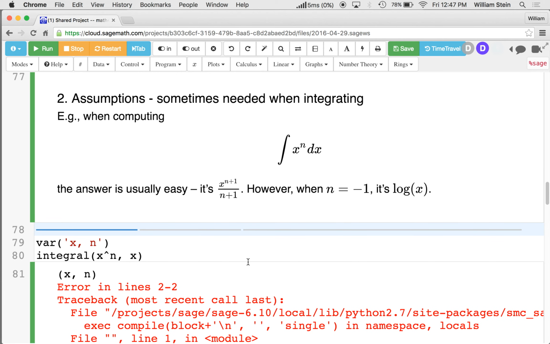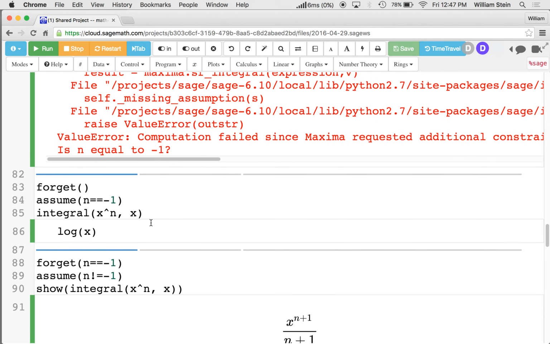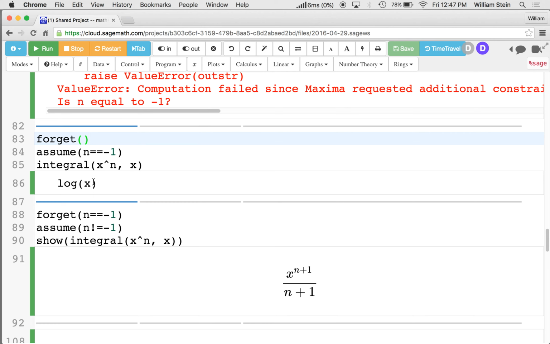All right, so what happens is you can tell Sage, and really its integration engine, to assume that n is either equal or not equal to minus 1. And then it will compute the integral accordingly. So that's what we're going to do here. First, forget any assumptions I might have left lying around. And then let's assume that n is equal to minus 1. And then do the integral, and it gives back log of x.